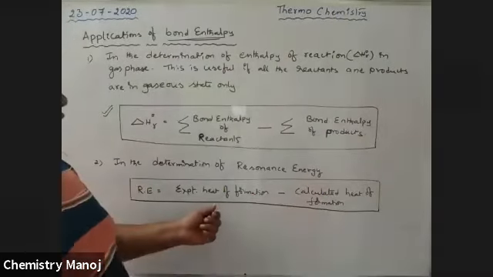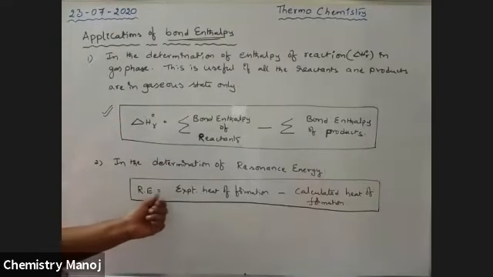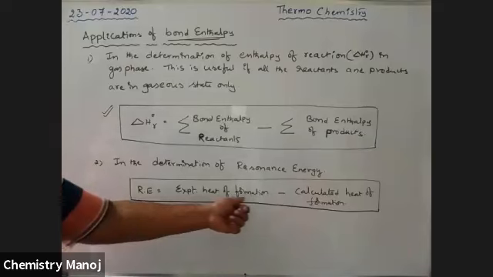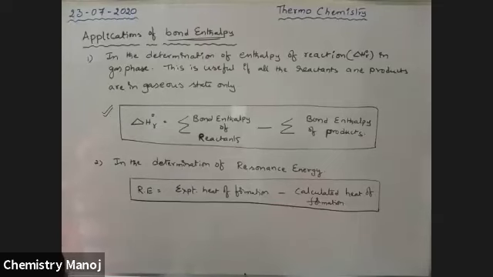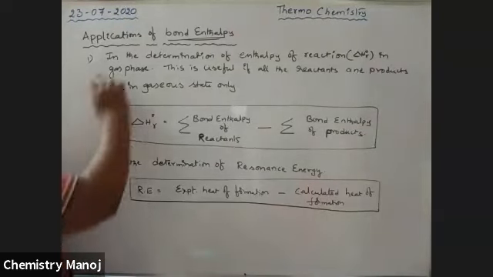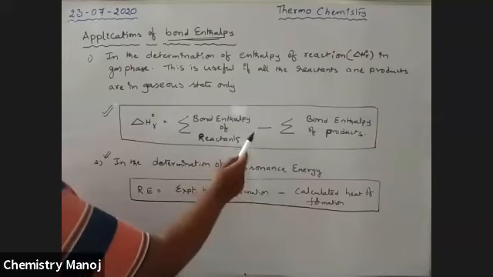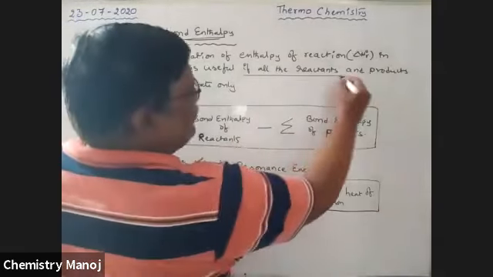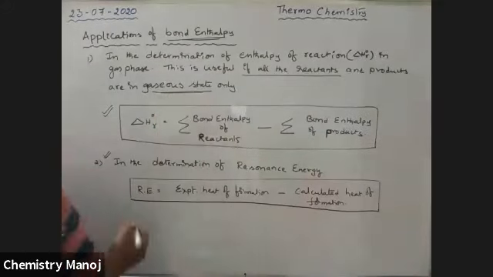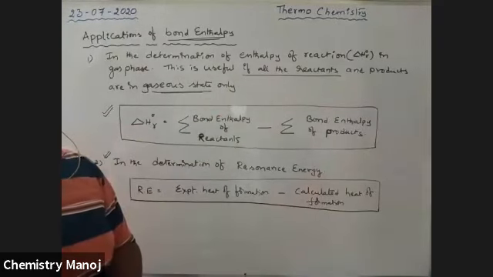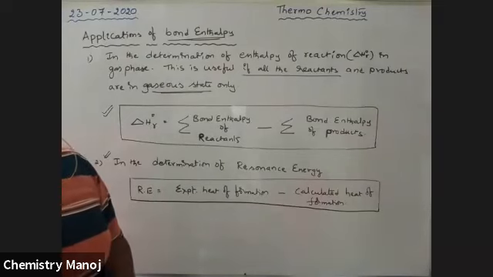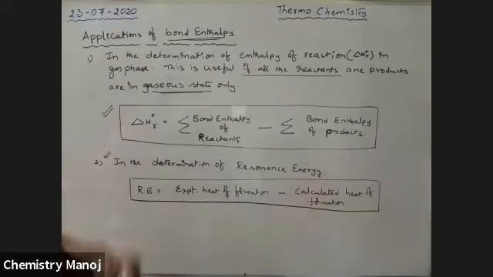That resonance energy is calculated with the help of bond energy. So resonance energy is equal to the experimental heat of formation of the reaction minus the calculated heat of reaction. I will give some example problems based on this. So up to now, these are the two important applications of bond enthalpy. This equation is applicable only if all the reactants and products are in the gaseous state. Otherwise, this equation is not useful. Okay, so these are the applications of bond enthalpy.